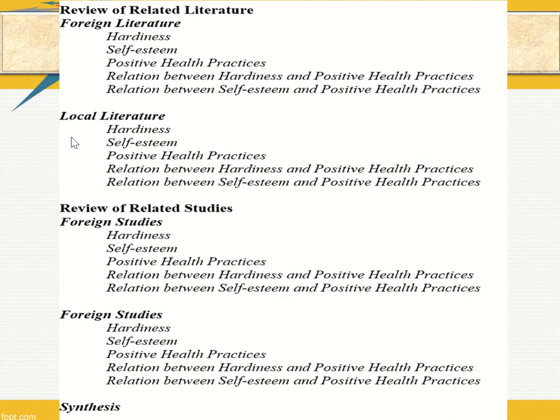Magkaiba yung foreign, magkaiba yung local. Yung foreign, this is an international literature. Yung local, this is localized in our context, which is here in the Philippines. Tapos you can divide that foreign literature into your specific major themes.